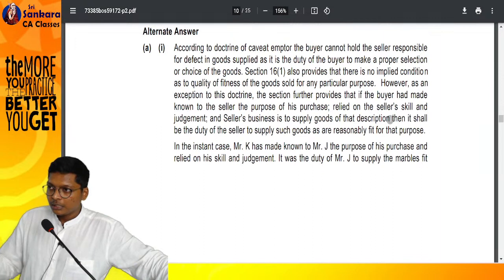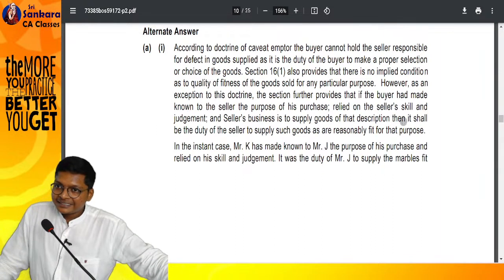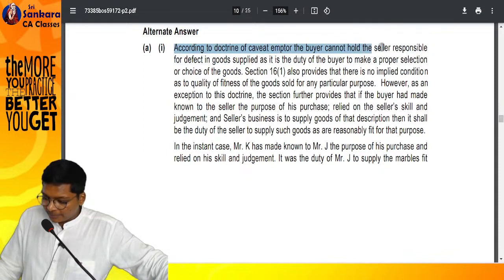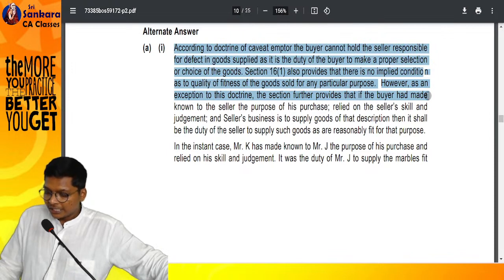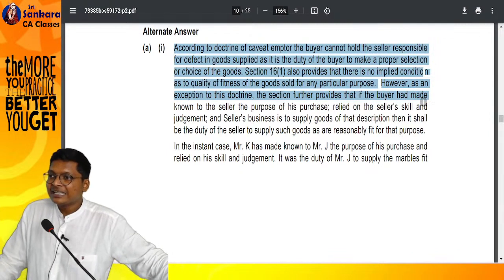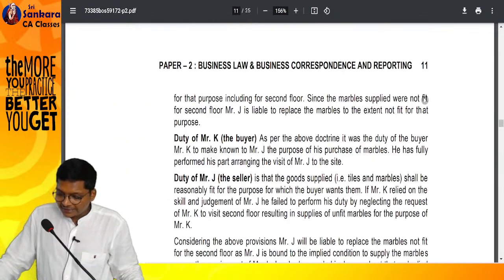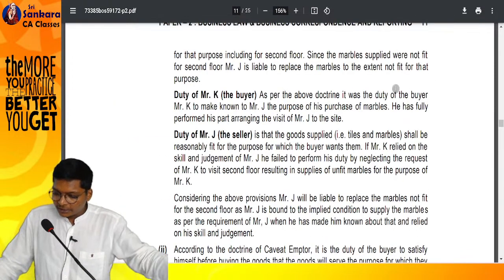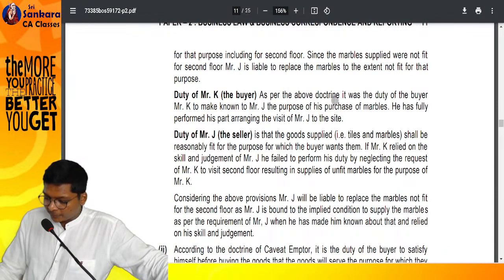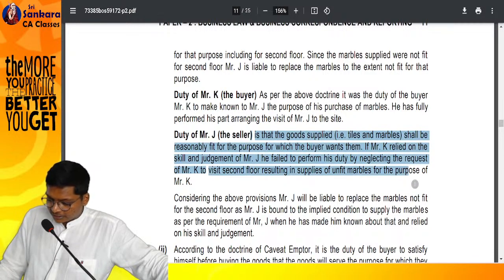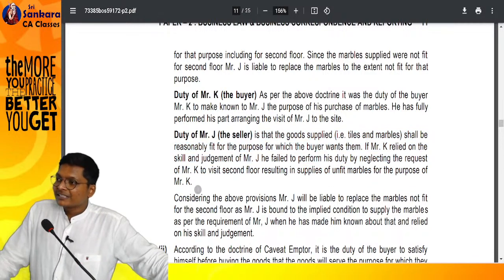The second case is what? Making the seller responsible, the exception to the doctrine of caveat emptor. Implied condition. According to the exception, the buyer can hold the seller responsible for defects in goods. For implied condition, I gave instructions, the seller did not follow, and did not inspect my second floor. That's the answer. In the above case, it is the duty of the buyer to make known to J the purpose of his purchase. He has fully made the arrangement by visiting the site. It is the seller who neglected the visit without going to the second floor.